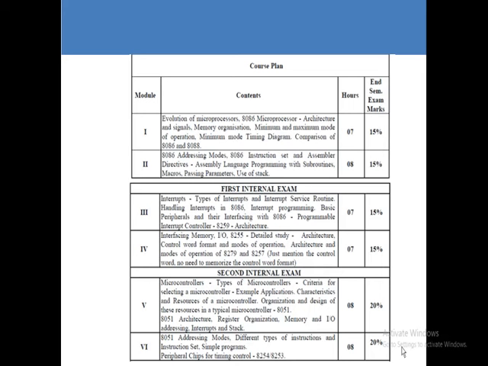The fifth module includes microcontrollers, the different types of microcontrollers and their application examples, and explains the detailed diagram of the 8051 and its blocks. In the sixth module, we explain the addressing modes, the different types of instructions, and the programs used in the 8051.